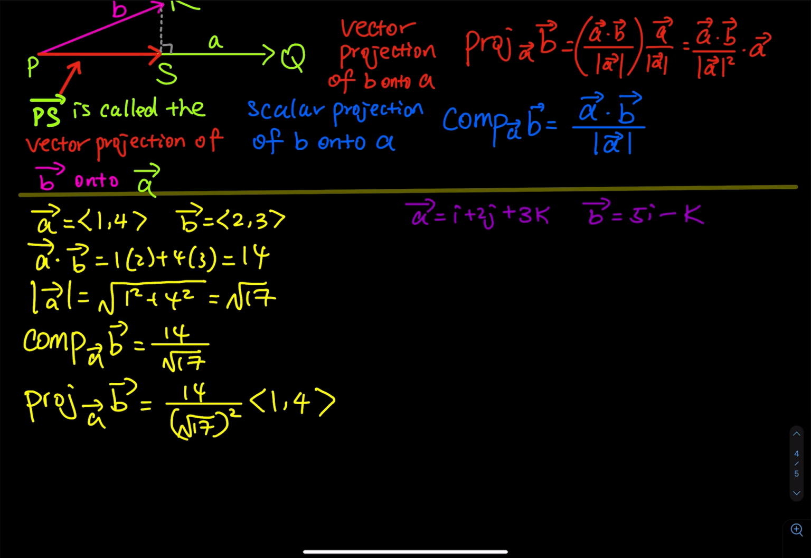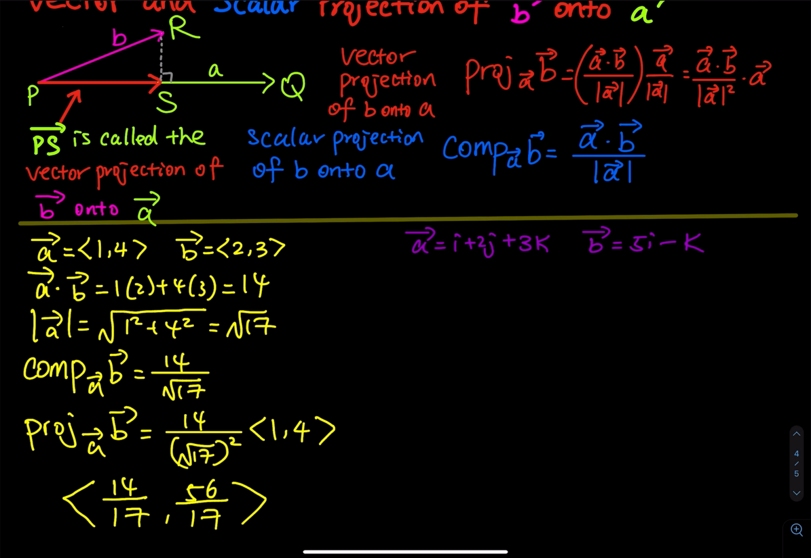So that means you have a fraction multiplied by a vector, so the projection is here. You have 14 over 17 multiplied by 1, so 14 over 17, and then 14 times 4 is 56, divided by 17. Okay, so that is the projection of B onto A. According to the picture, we have a vector A, we have a vector B, and then this 14 over 17 comma 56 over 17 is right here, the projection.